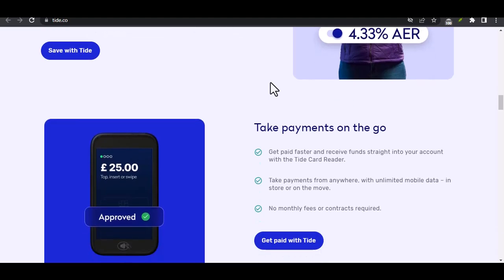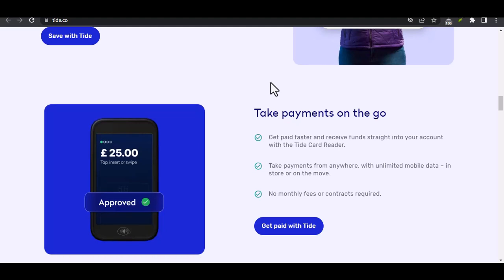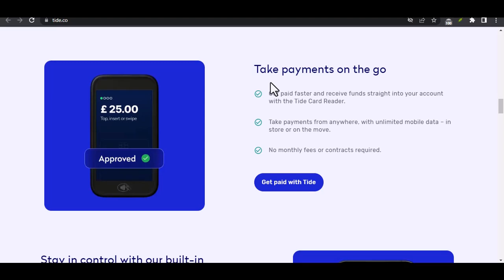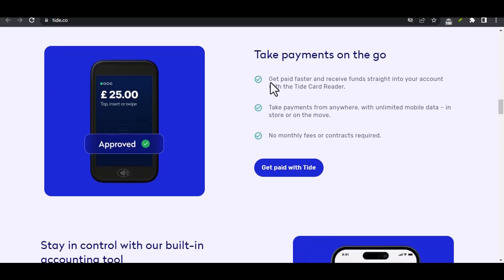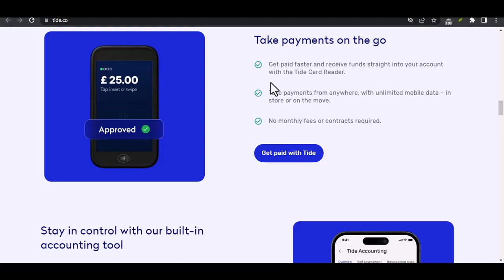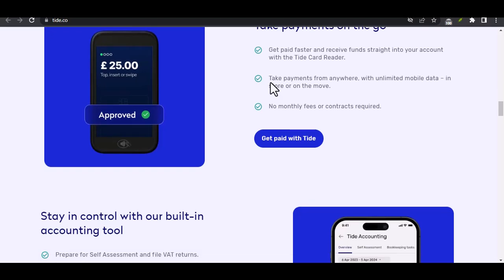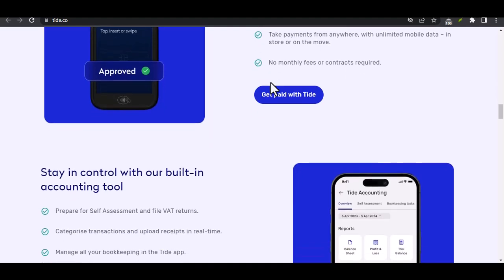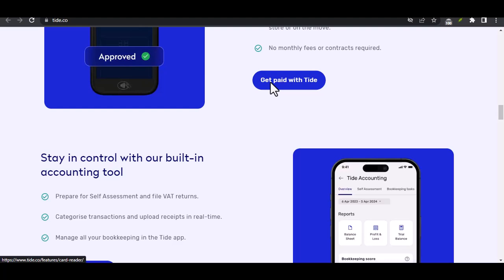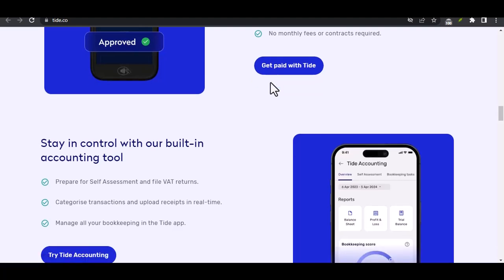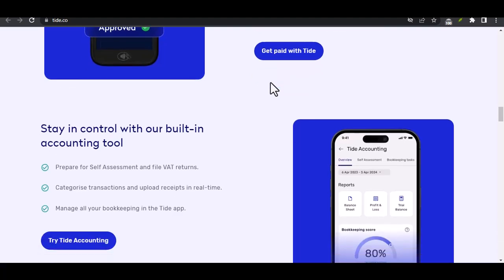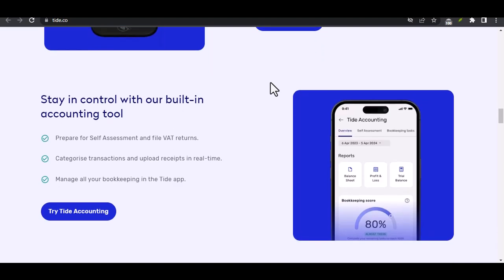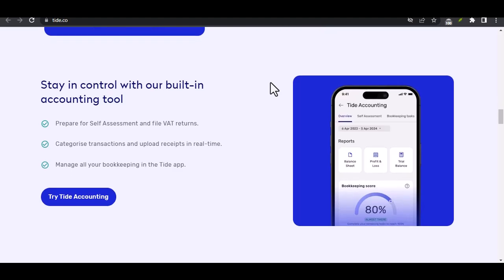Contact Tide support. If you can't figure out why your account is blocked, the best course of action is to contact Tide's customer support. They can provide you with more specific information about the reason for the block and guide you through the process of resolving the issue. Provide necessary information. When you contact Tide support, be prepared to provide them with any information they request. This might include your account details, a description of the issue, any relevant documentation.